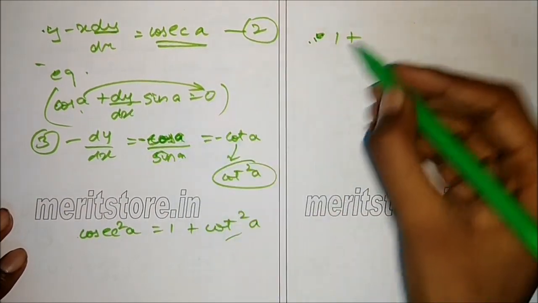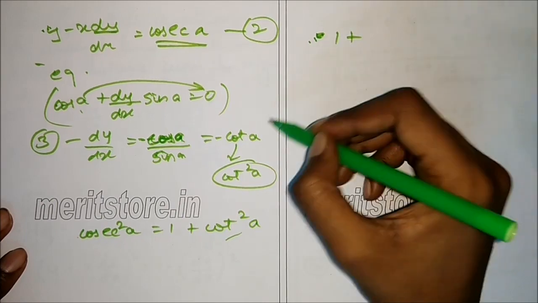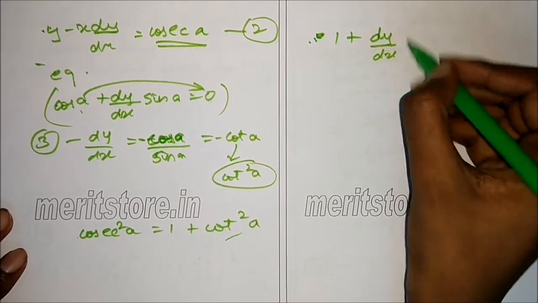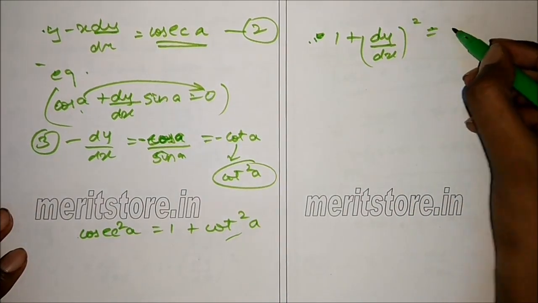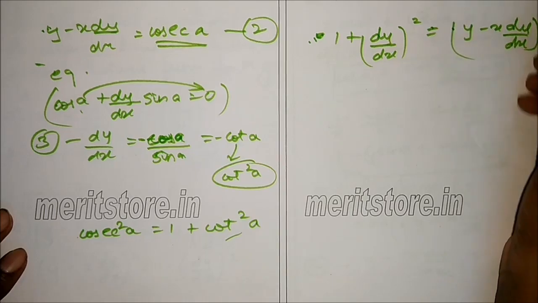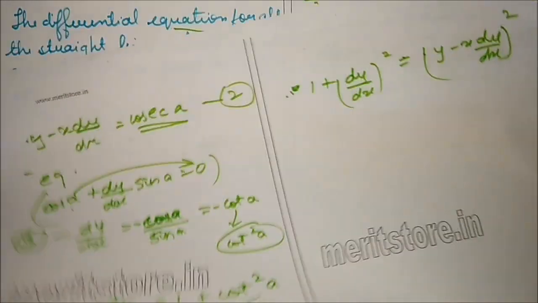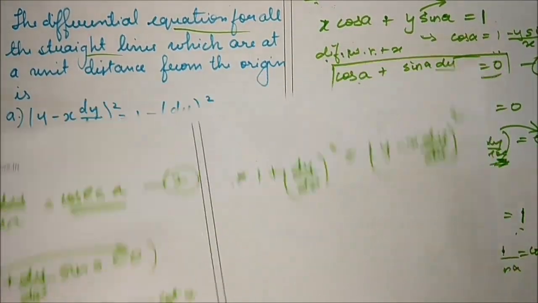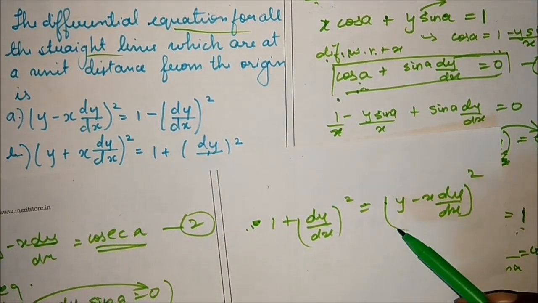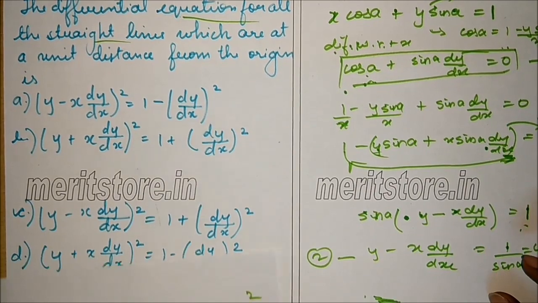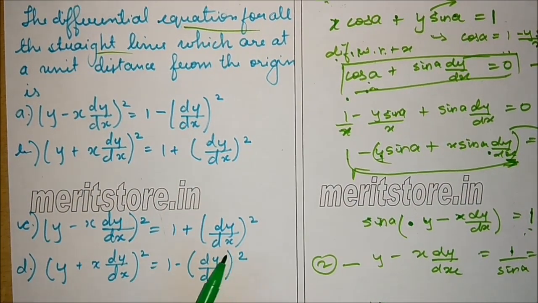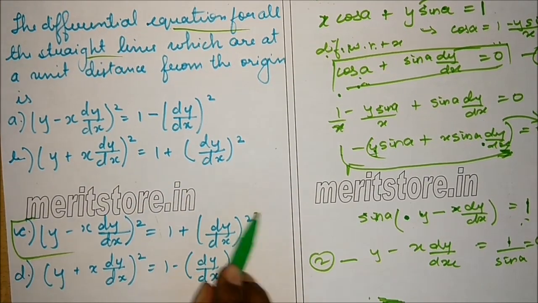1 plus, this is dy by dx. So cot A is 1 by dy by dx square equals y minus x dy by dx the whole square. Now let's compare it with the options. So what we have here is y minus x dy by dx the whole square and 1 plus dy by dx the whole square, which is option C.